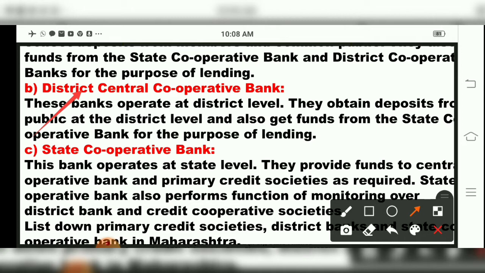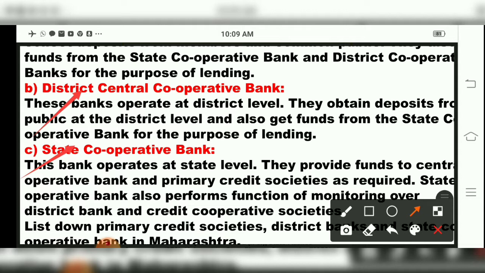Then the third one, children, is state cooperative bank. Now this state cooperative bank will operate at state level. So suppose we are staying in Maharashtra. So Maharashtra State Bank, that is state cooperative bank, will be there in Maharashtra. It will work according to our state. So our state is Maharashtra. So their cooperative bank will be there.